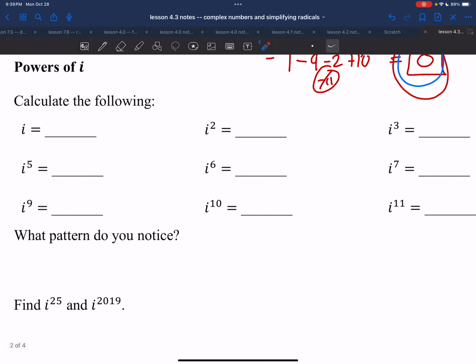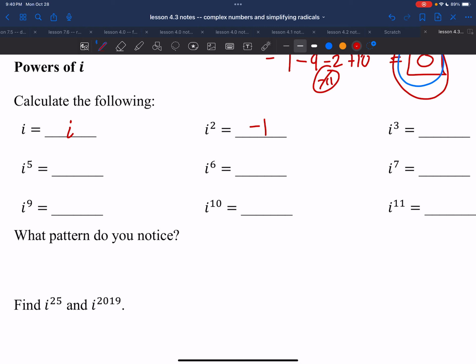So powers of i. Calculate the following. Well, we know the first two. i is, of course, itself, i. Right? i is i. Well, I don't disagree. i squared, we said, is the square root of -1 squared, and we actually define i squared to be -1. So those two are kind of given, right? We just know this because we're the ones that made it up.